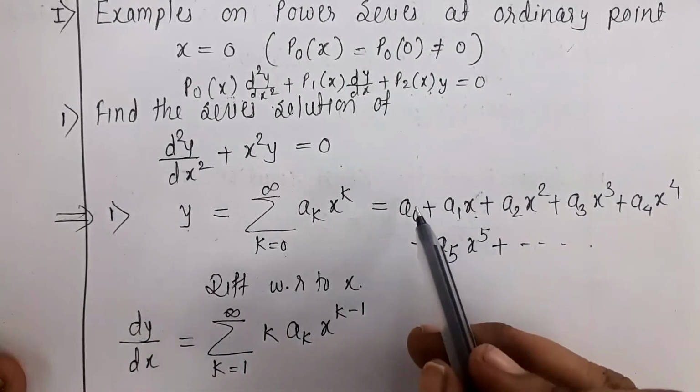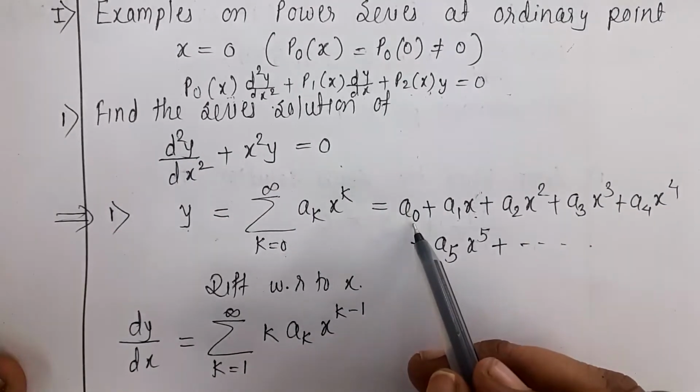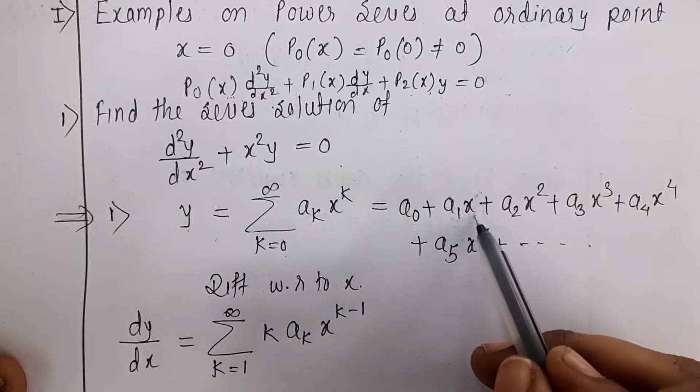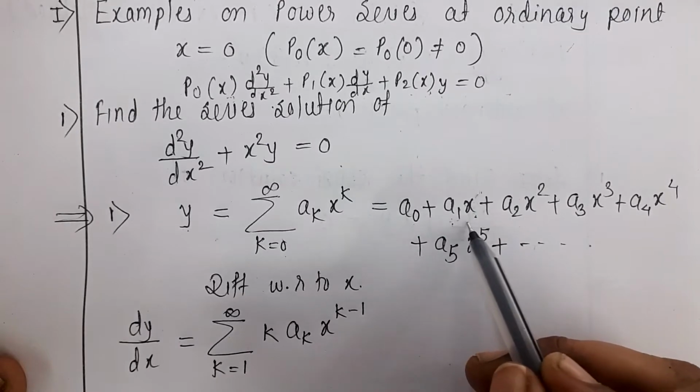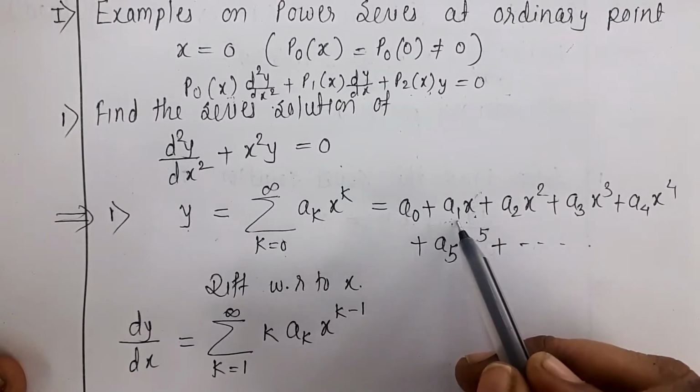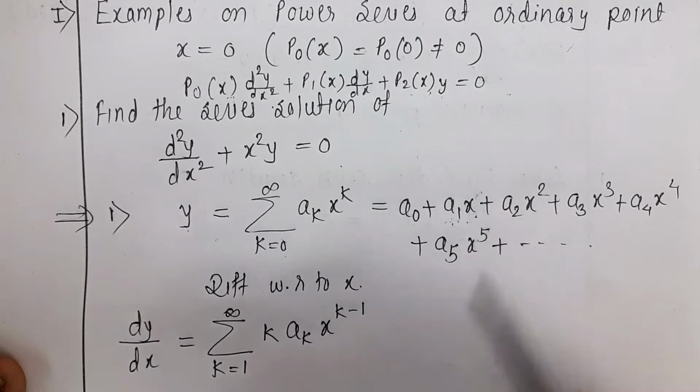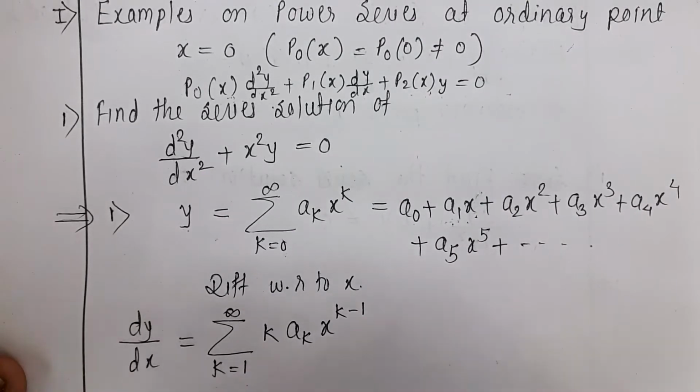Is it clear? See, the derivative of a0 is 0. So the derivative of the term a1 x is a1. So it starts from a1. A1 means k = 1 to infinity. So it starts from k = 1 to infinity.